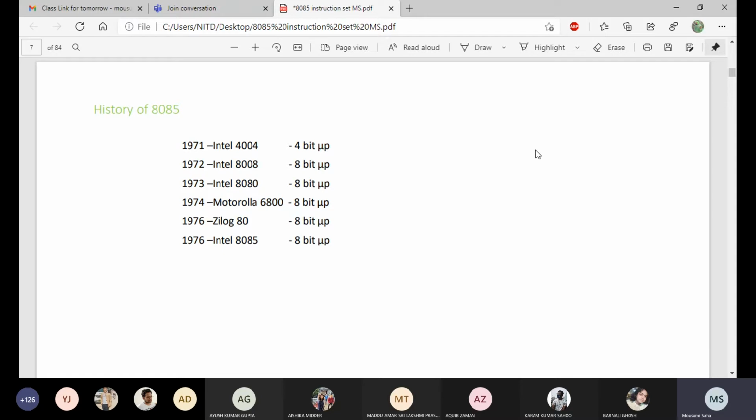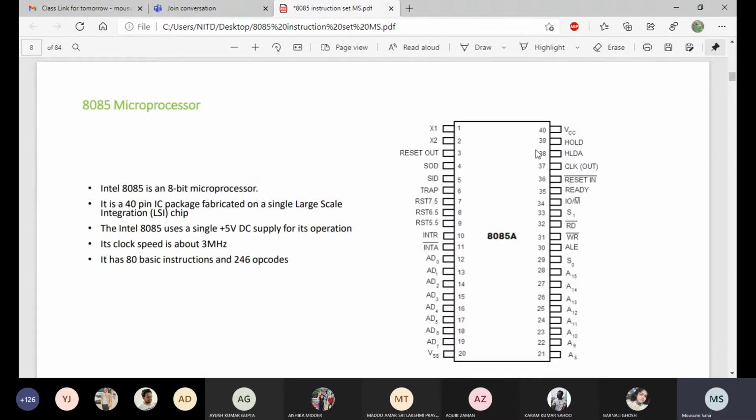Now, why is the 8085 called an 8-bit microprocessor? I will explain that later. This is the pin diagram, and it is a 40 pin IC. It is very difficult to remember the whole pin diagram, but if you understand the function of all the pins, you can easily remember. It is not necessary to remember the pin numbers, but you have to remember the function of the pins.